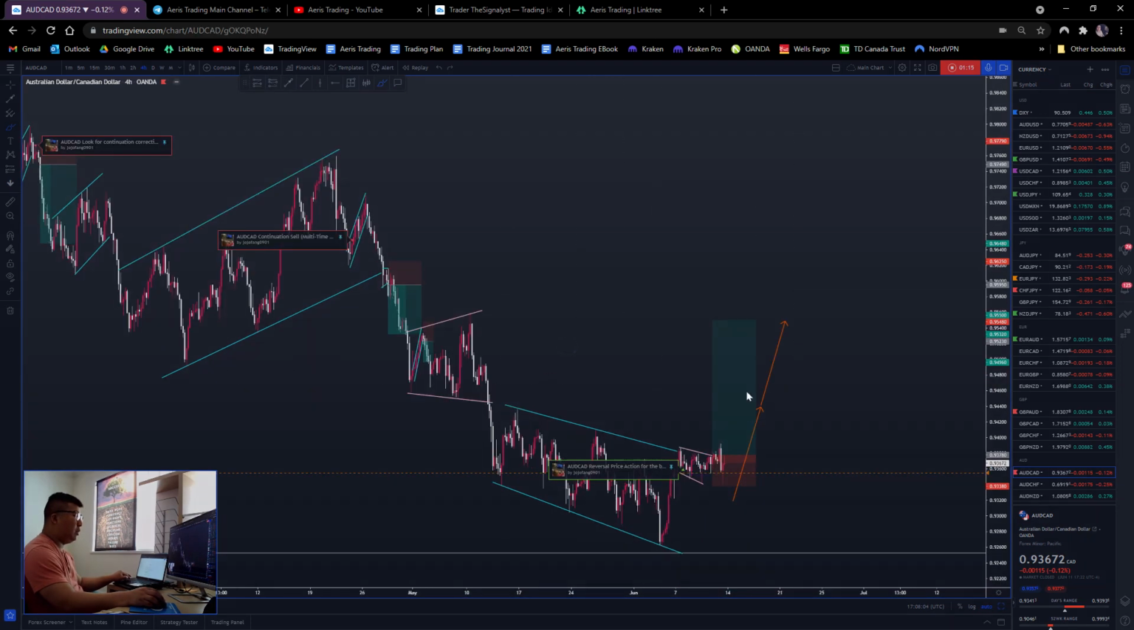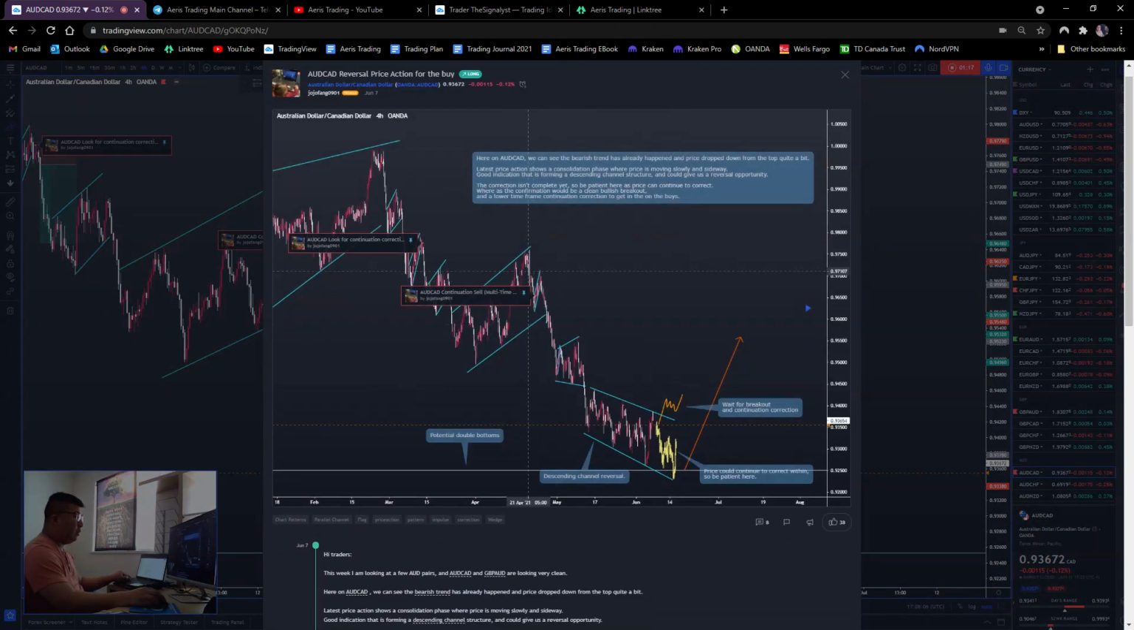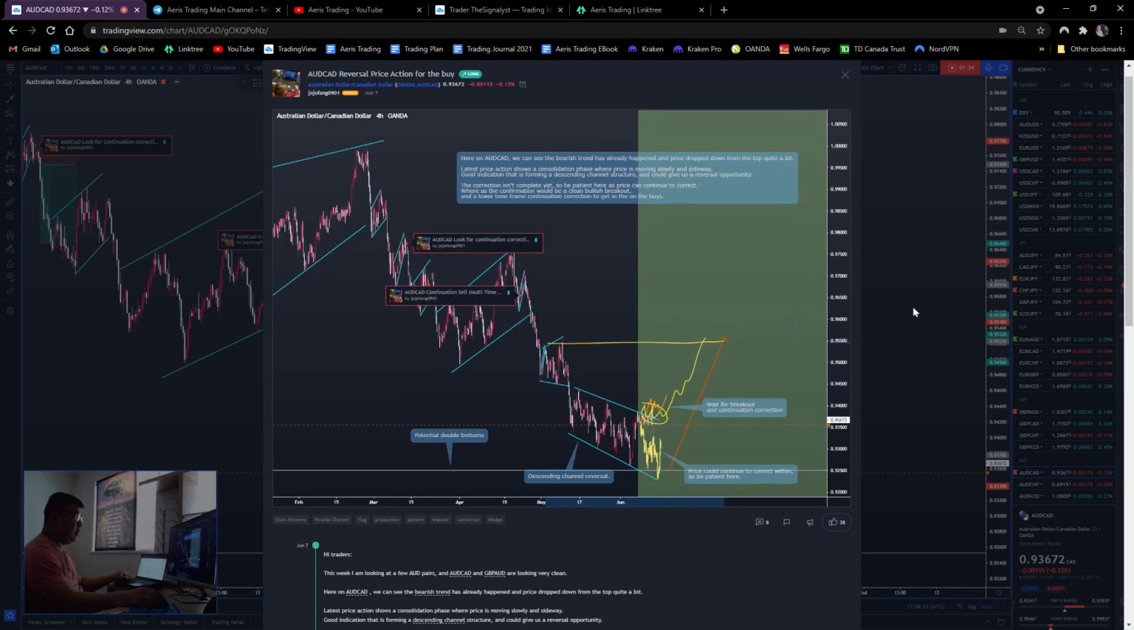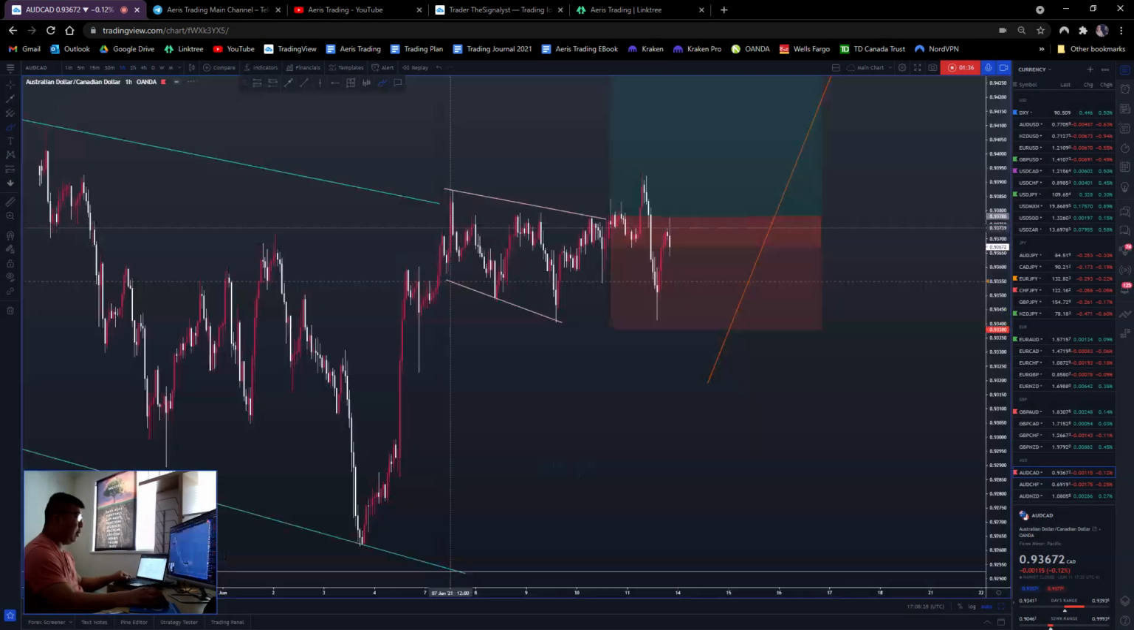So if we look closely here, this bearish move has already happened as we talked about, and there's a few good confluences here, as we know that the descending channel structure is correcting, and I'm looking for some sort of continuation correction on the lower time frame here to give me a little bit of good confirmation to look for that potential buy here.